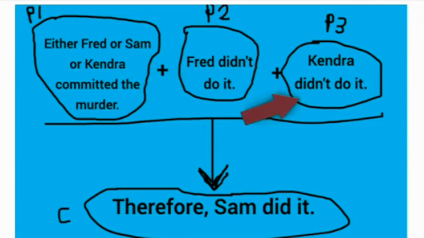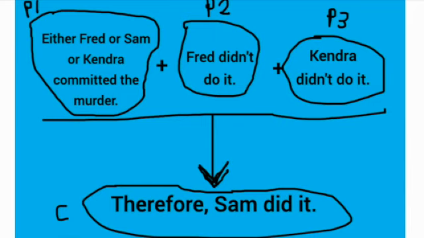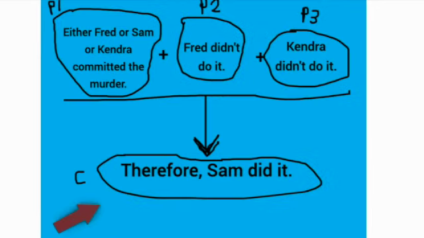The reason I've connected them with pluses is because they work together to prove the conclusion. If you took one of them out, the other two would not give you much evidence for the conclusion. You can't know that Sam did it from knowing that Fred didn't do it and Kendra didn't do it unless you know that it was either Fred, Sam, or Kendra who committed the murder.